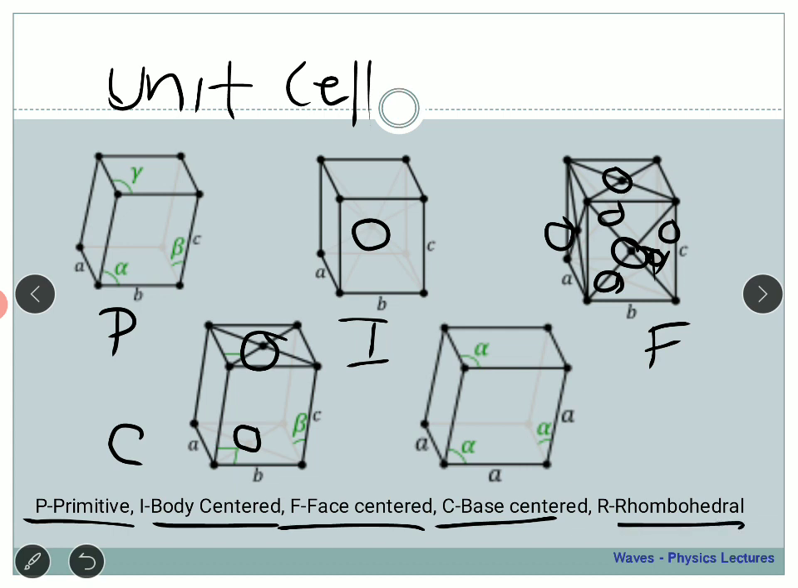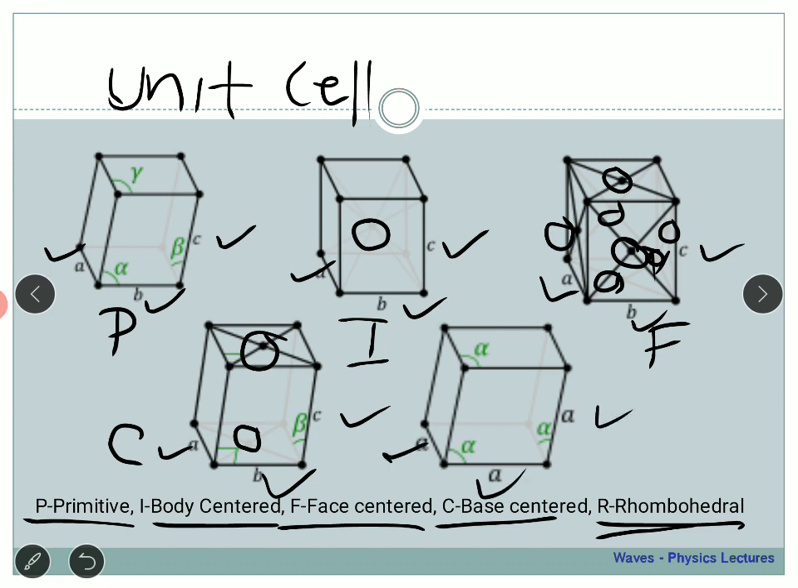And then we have the rhombohedral. Here we have A, B and C. What are A, B and C? They are lattice parameters. Alpha, beta and gamma are also a part of the lattice parameters. But when we consider a rhombohedral structure, it's basically nothing but all of A, B and C are equal and all of them are inclined at the same angle alpha. So that is basically a rhombohedral structure.